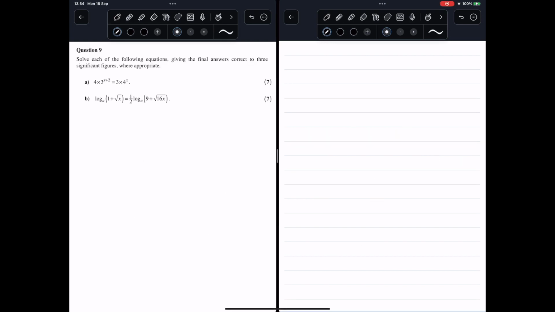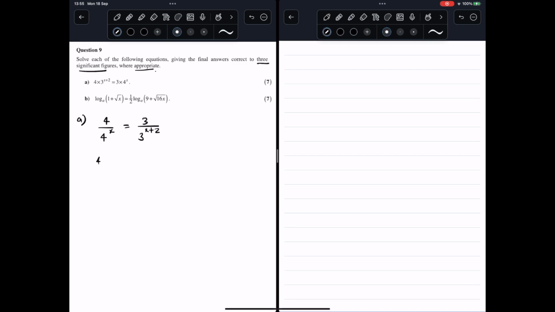Now, in question number 9, we have to solve two equations. One is indicial, and the other one looks like a log equation, to 3 significant figures where appropriate. So for the first equation, I'm going to just put the 4's together on one side, so 4 over 4 to the power of x. And on the other side, the 3's together, like so.